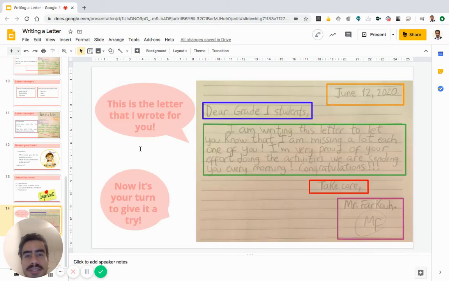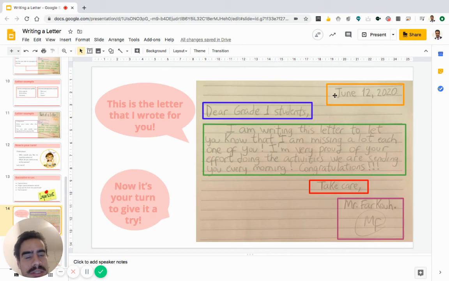Now I did this example here for you. I wrote this letter. It says, Dear grade 1 students, I am writing this letter to let you know that I am missing each one of you a lot. I am very proud of your efforts doing the activities we are sending you every morning. Congratulations. Take care, Mr. Farco.